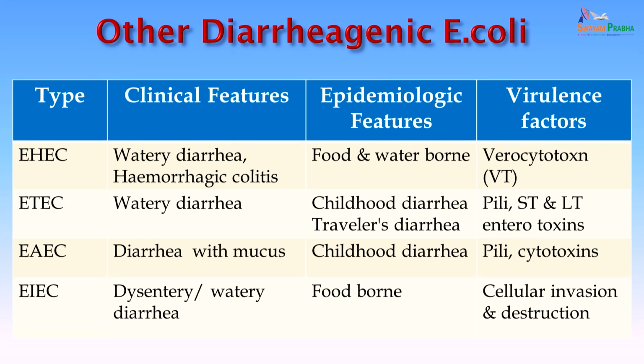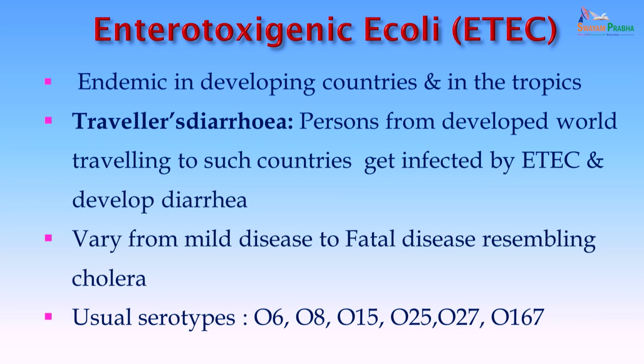The enteroaggregative E. coli produces diarrhea with mucus, it produces childhood diarrheas and the virulence factors here are pili and cytotoxins. The enteroinvasive E. coli causes diarrhea just like the Shigella diarrhea, it causes dysentery. So, there is blood in the stool, could also present as watery diarrhea, it is usually food borne and there is actual invasion and destruction of the intestinal enterocytes. So, these are the 5 important diarrheogenic E. coli. Now, let us see each one of them in detail turn by turn.